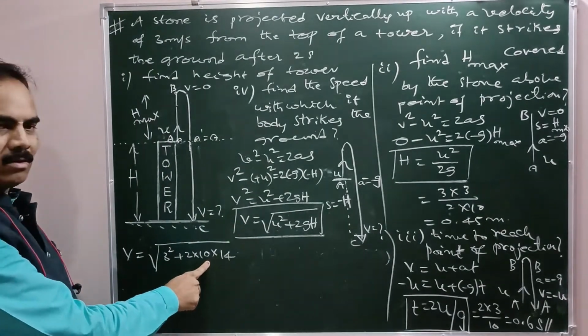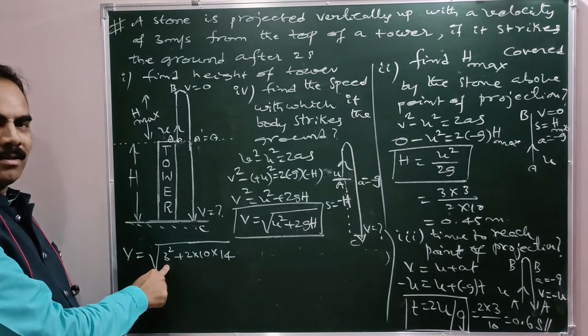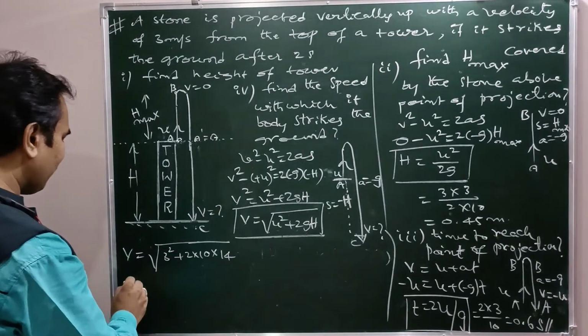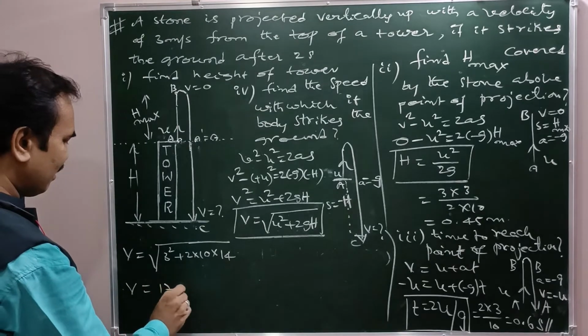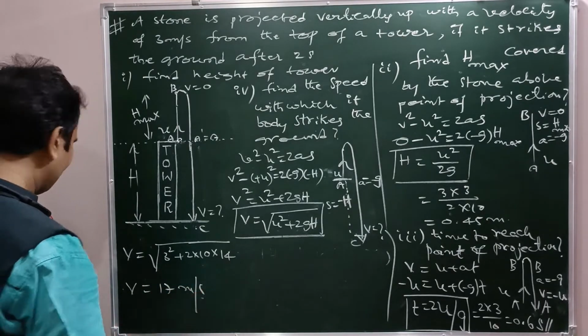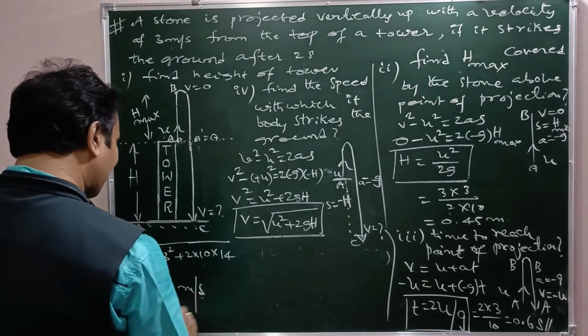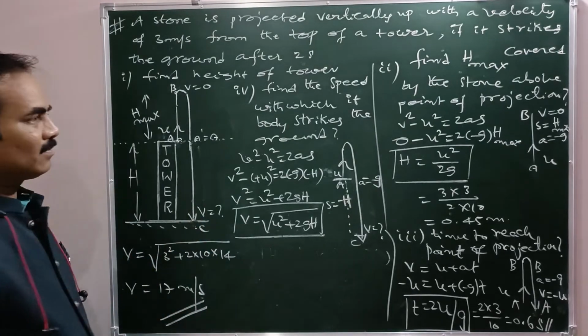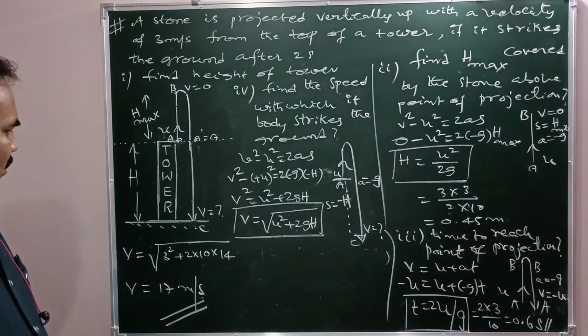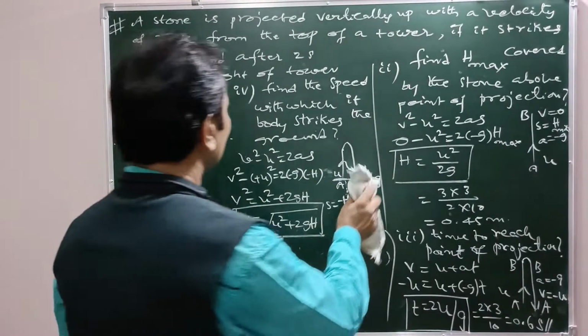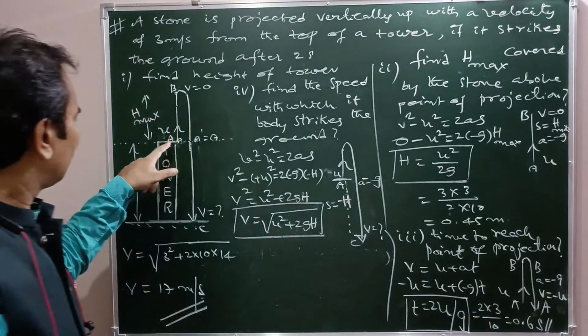28 into 10, 280 plus 9, 289 under root. That is v equal to 17 meter per second. This is the speed with which it strikes the ground. Right? In some cases, you will be given like that.